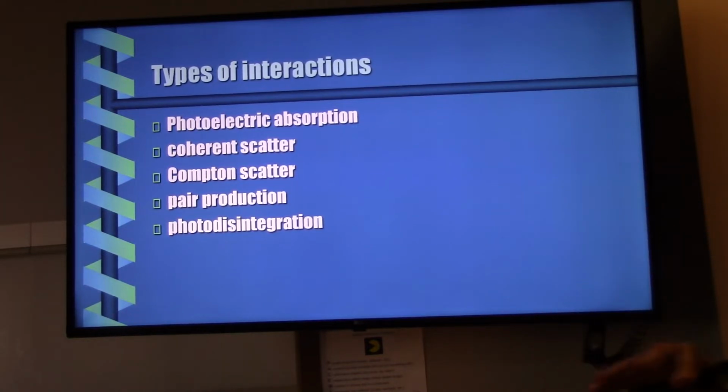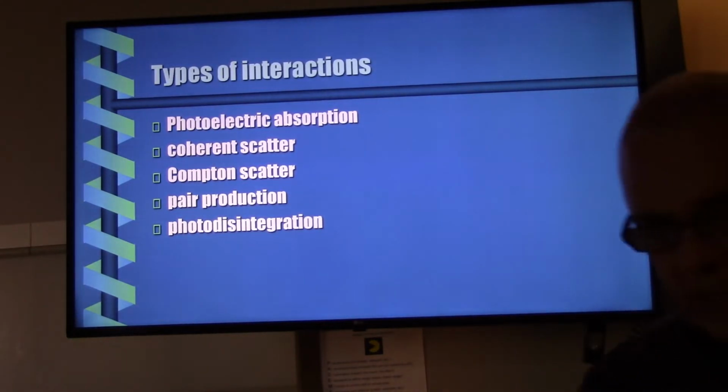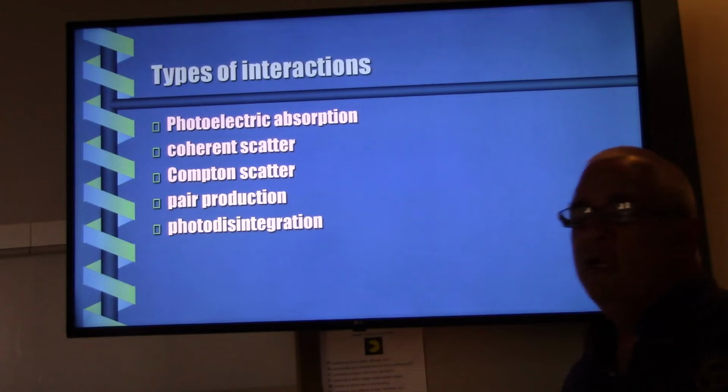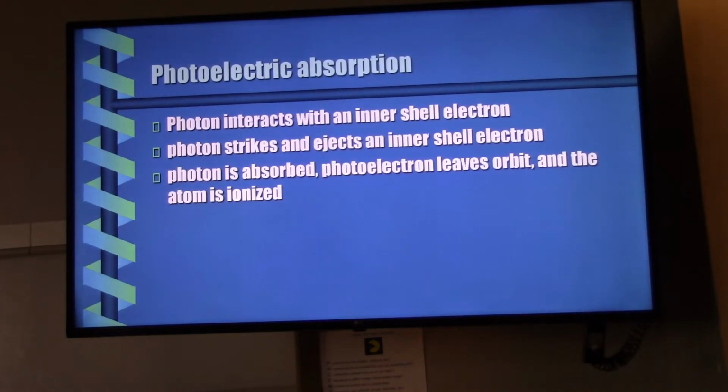Coherent scatter happens at low energy. Compton scatter happens at intermediate to high energy. And then we have pair production and photodisintegration. We don't have to worry about those in diagnostic. These only happen in radiation therapy primarily. But also you'll have pair production going on in PET scanning. So there are some nuclear medicine operations that rely on pair production. But that's not us. What we're talking about today is photoelectric absorption.